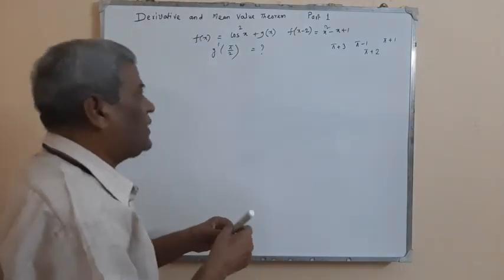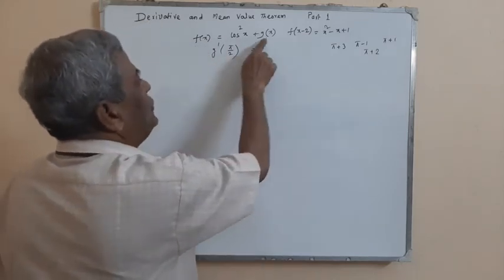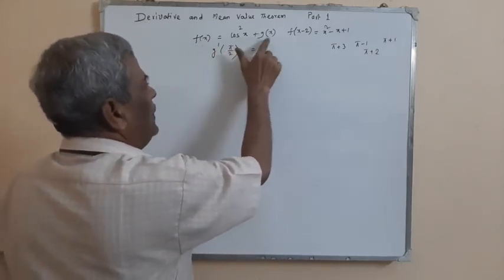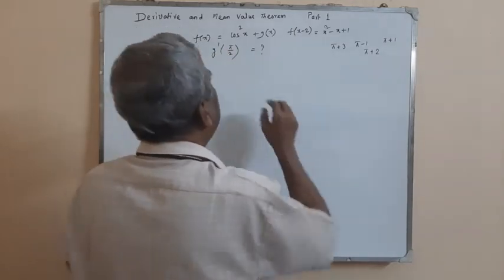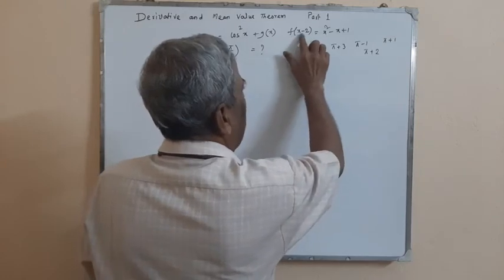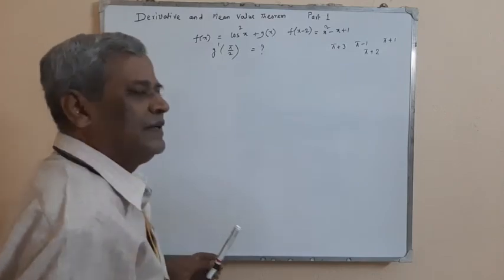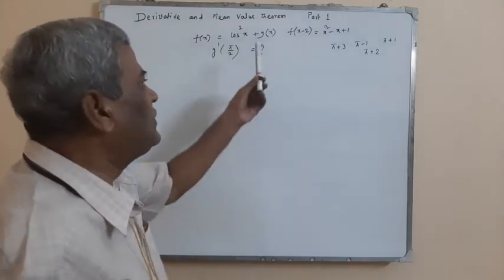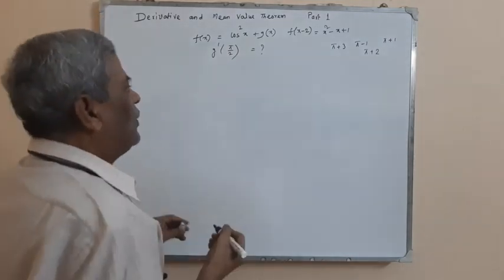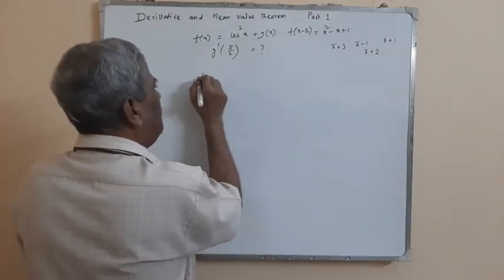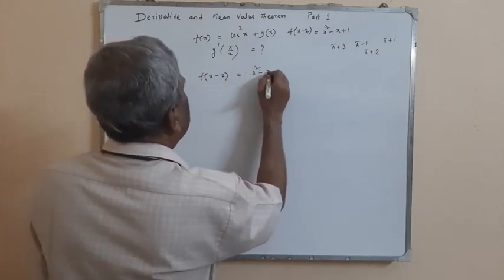Now let us see what the problem is. There is one relation between f(x) and g(x): f(x) is equal to g(x) plus cos square x, and f(x) is not given directly. F of x minus 2 is given, and from there you have to find the derivative of function g at the point x equal to pi by 2. So we are given that f of x minus 2 is equal to x square minus x plus 1.